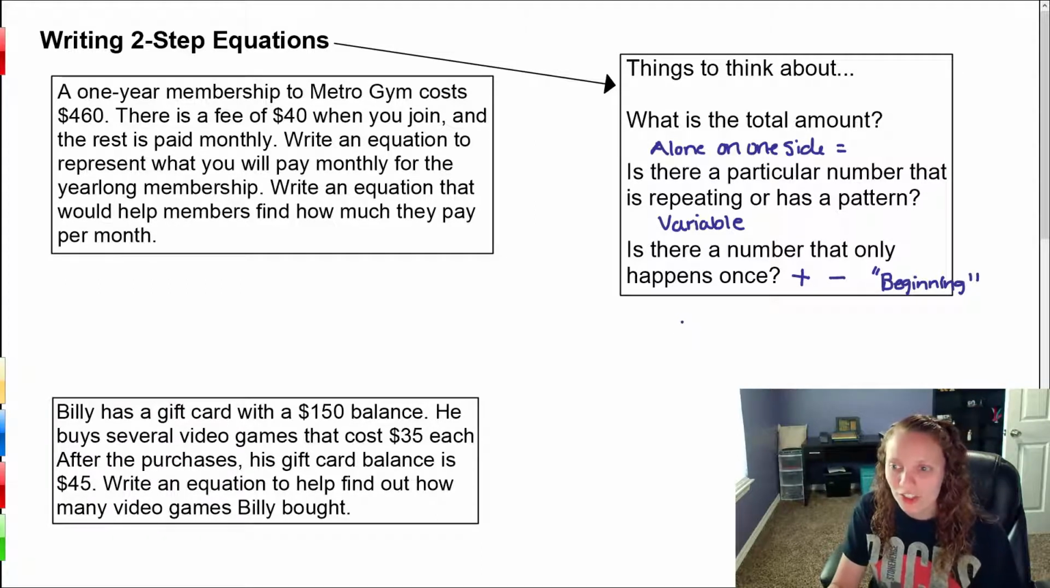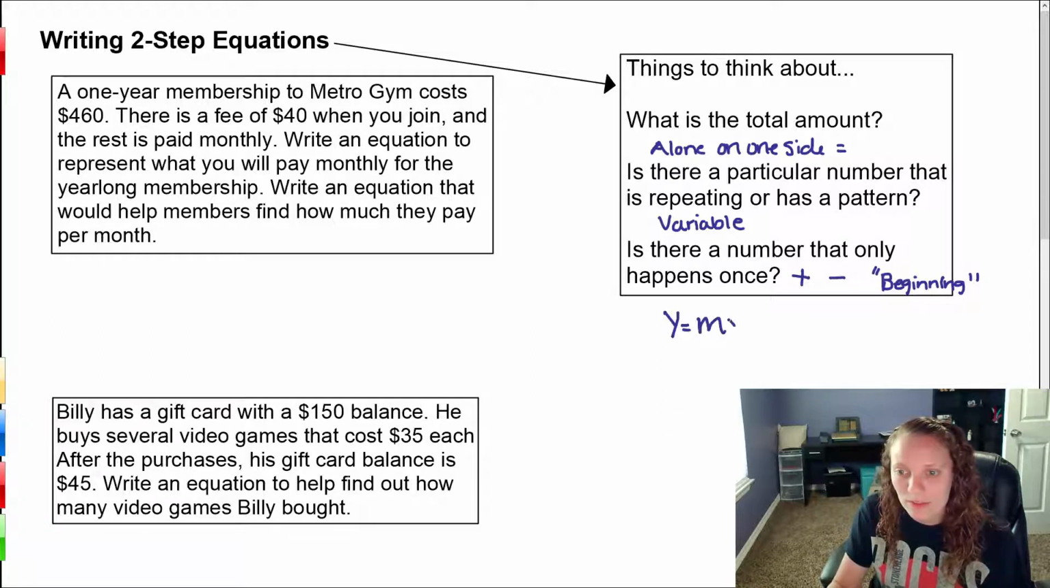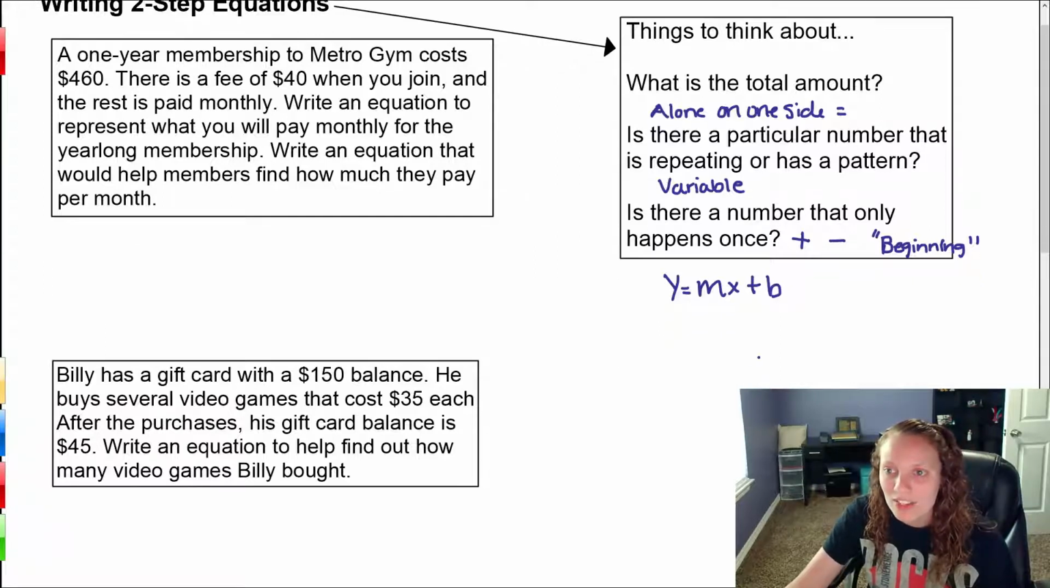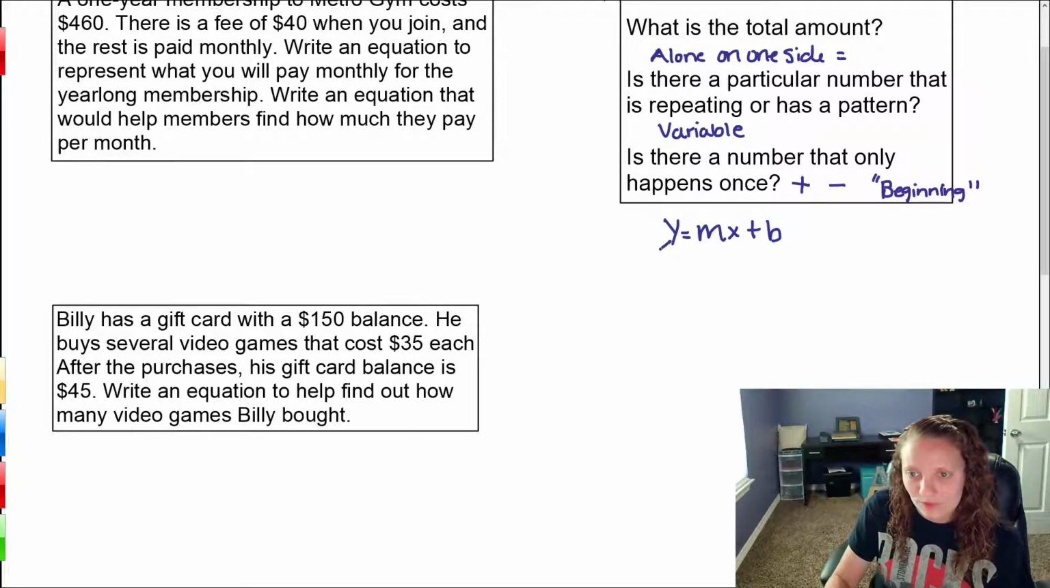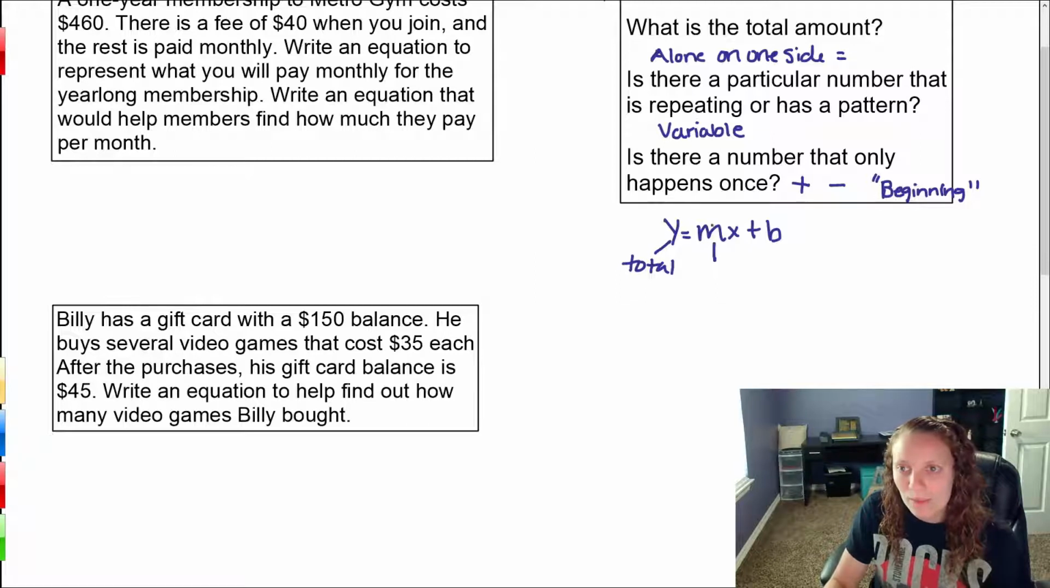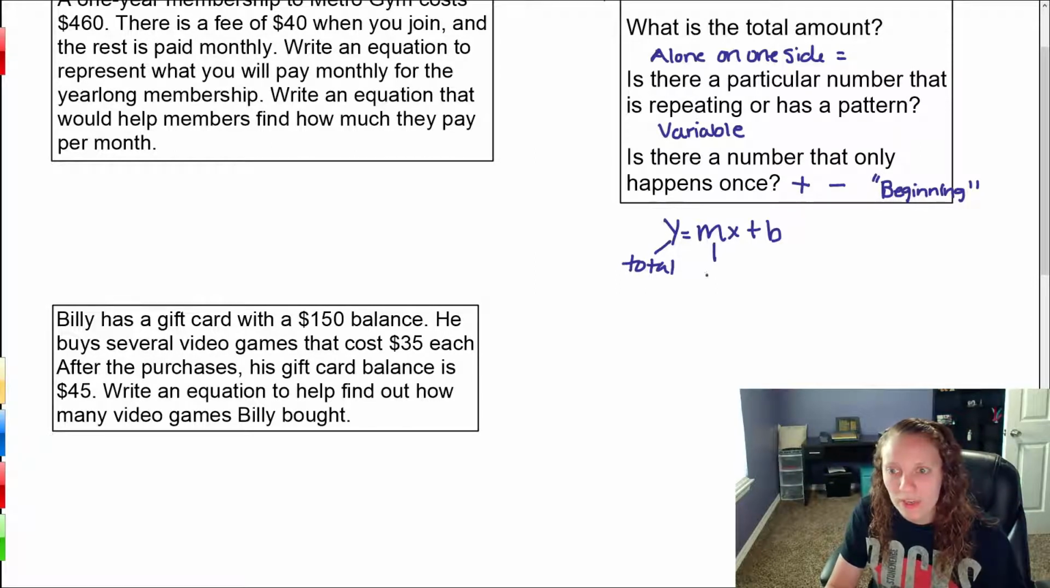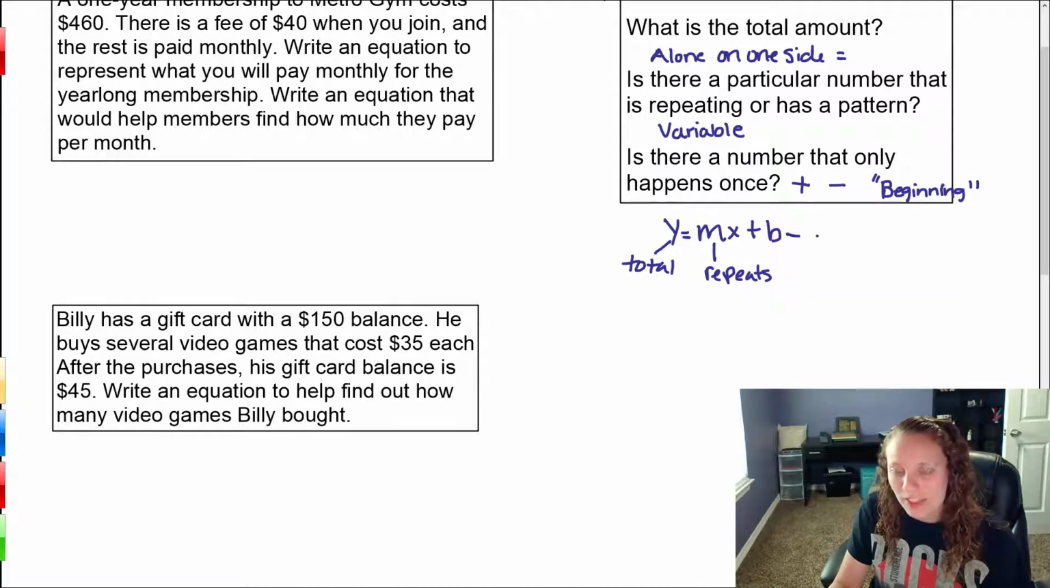Our equations are going to use this format, y equals mx plus b. Y is going to be the total amount. The m is going to be the number that repeats or has some form of pattern. And then the b is going to be the number that only happens once or the beginning number.